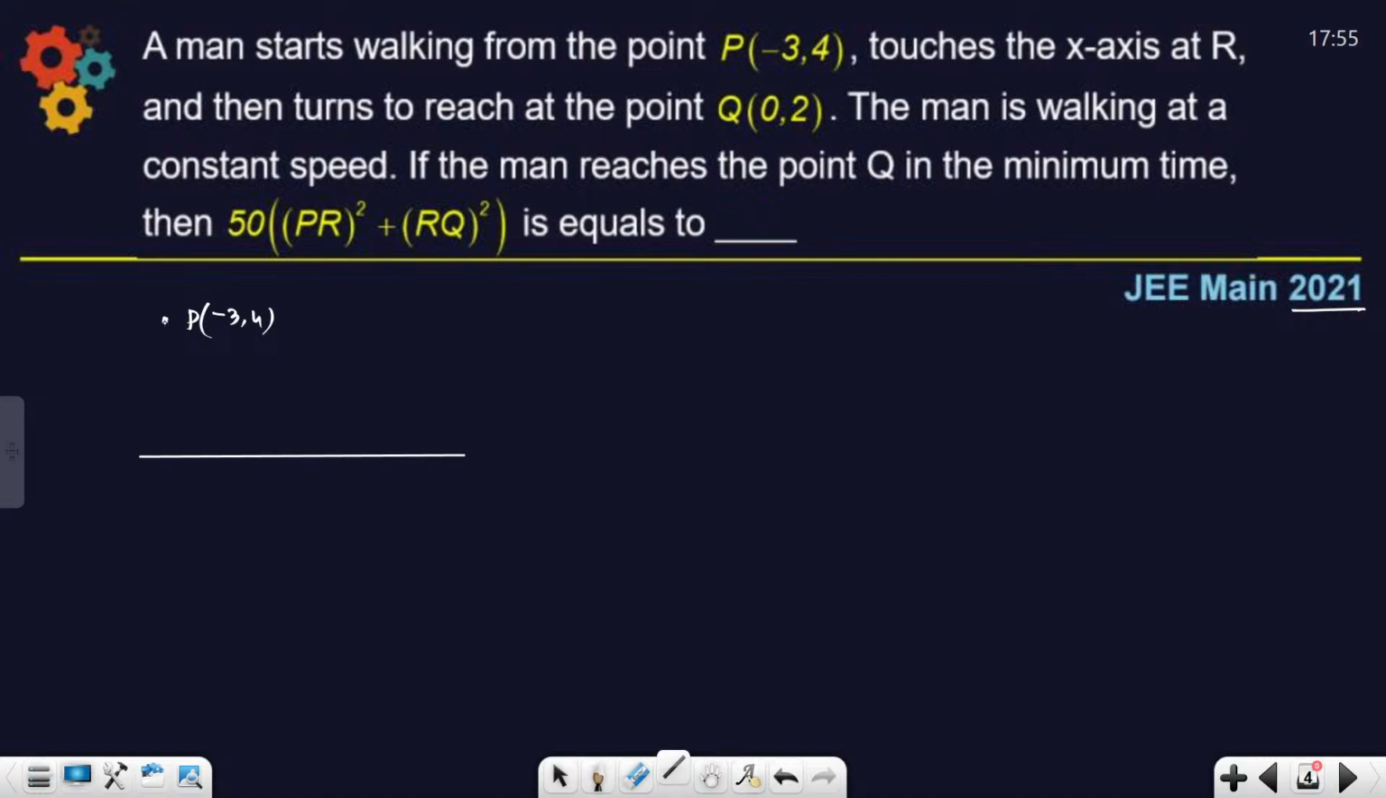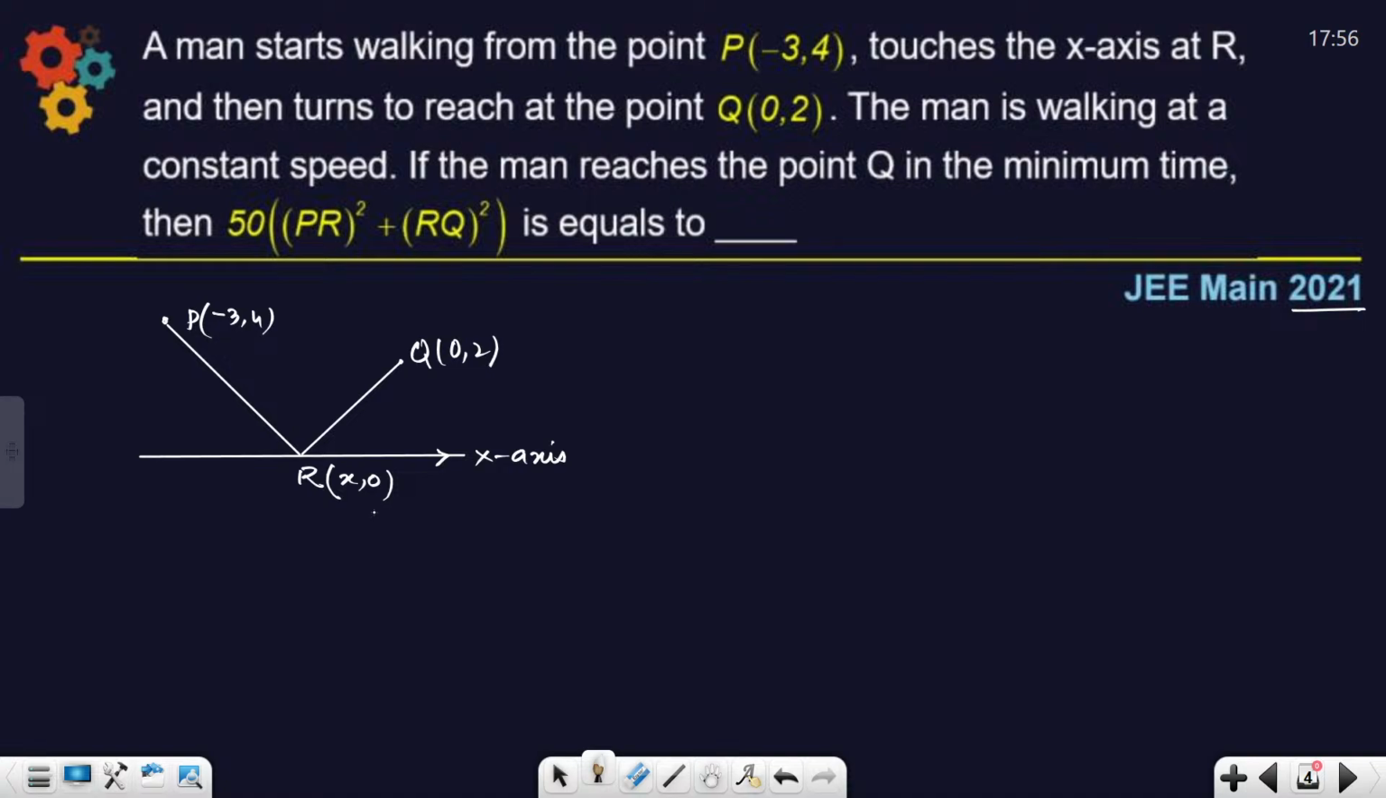So now the man is moving in this direction, coming and meeting this line at R, and then turns to reach the point Q, which is (0, 2). So this point is Q, (0, 2), and this is a point on the x-axis. Let us say the coordinate of R is (x, 0), since it is on the x-axis.